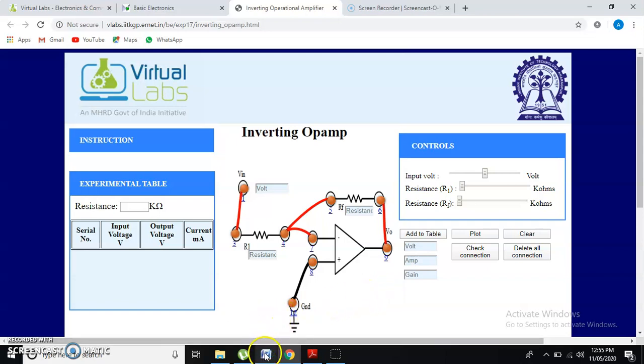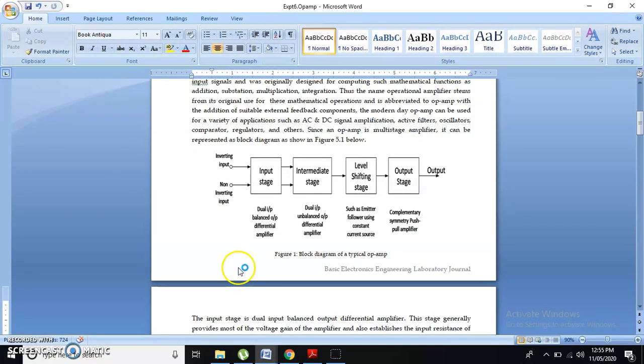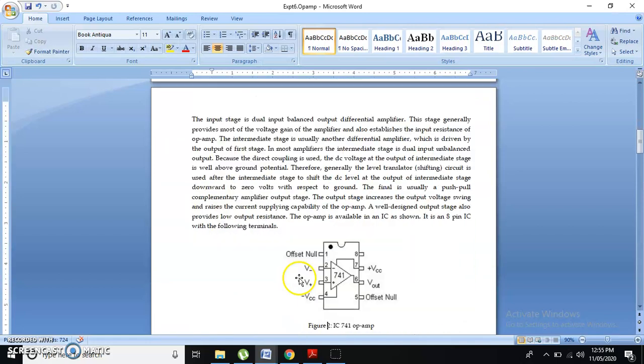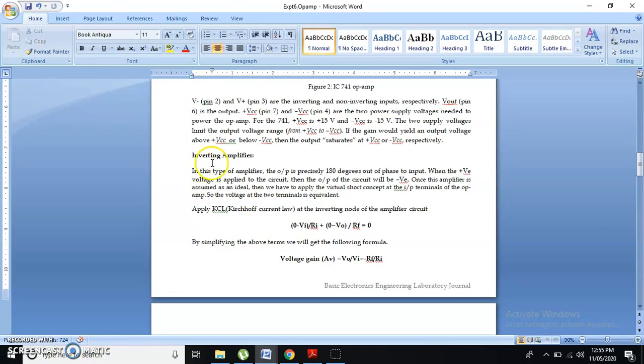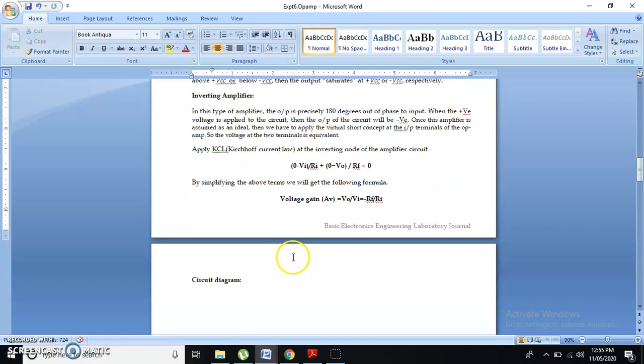So let us see what is the gain of inverting amplifier. So I have prepared the journal for this. The inverting amplifier voltage gain is minus RF by R1, where RF is the feedback resistor and R1 is the input resistor. This minus sign indicates that input and output will be 180 degree phase shifted. So voltage gain is RF by R1. So the value of RF divided by value of R1 will be the gain of amplifier.